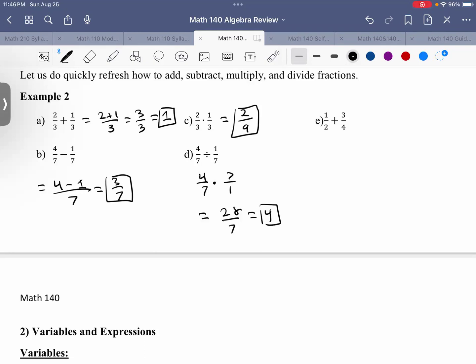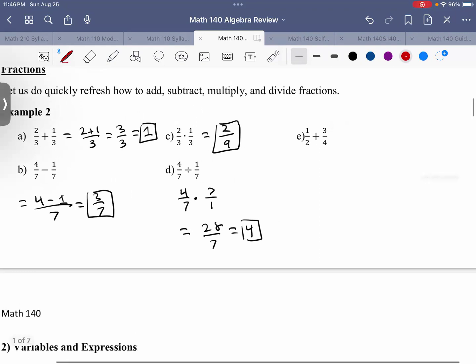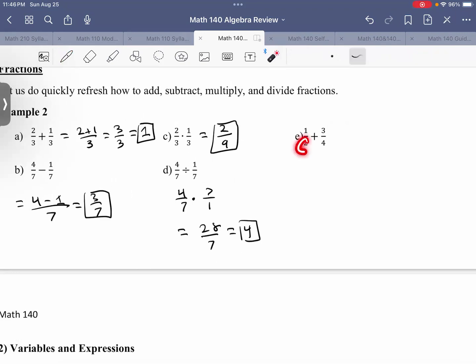If we look at part E now, what happens if they're not the same denominator and we're not multiplying or dividing? Here's the case where we have to get the same denominator. If I look at these two terms, I have a 2 and a 4 on the bottom. If I multiply this denominator by 2, then I'll get 4, and then I'll have the same denominator on the bottom.